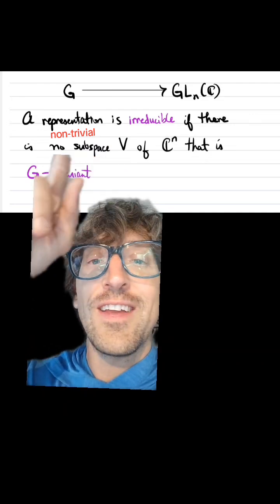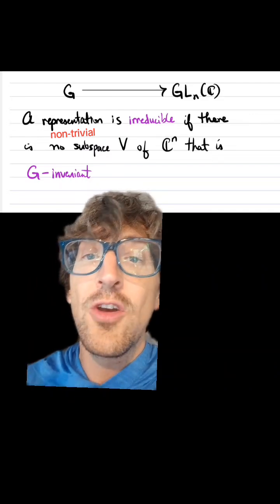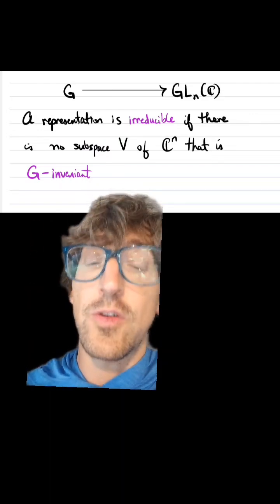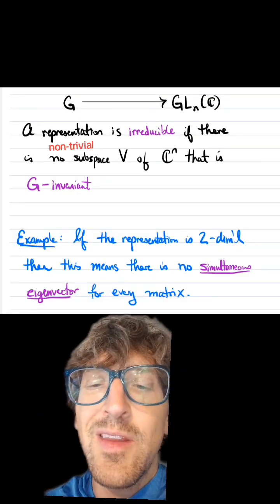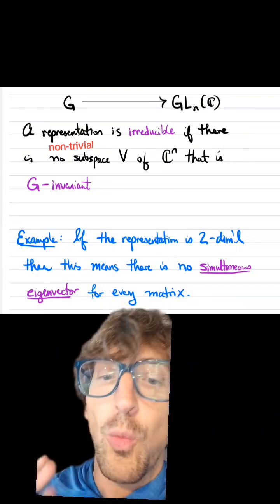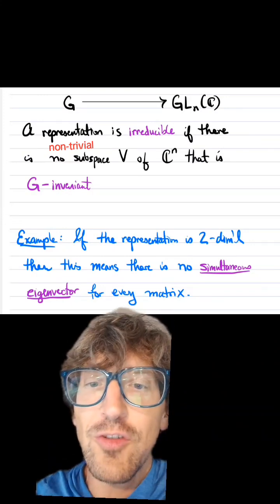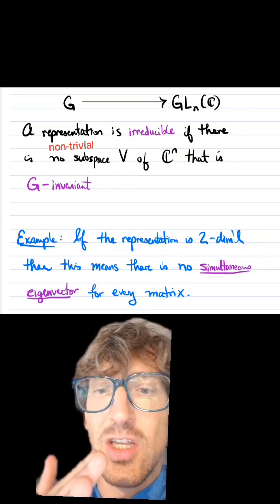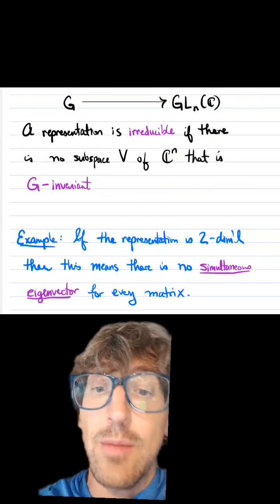And so if there aren't any ways of finding G-invariant subspaces other than the trivial ones, we say our representation is irreducible. For instance, if we have a two-dimensional representation, the only proper subspaces we need to consider would be spanned by just one vector. Now, if we have an invariant subspace that's one-dimensional, that would mean the vector that spans that line has to be an eigenvector for every single matrix simultaneously.